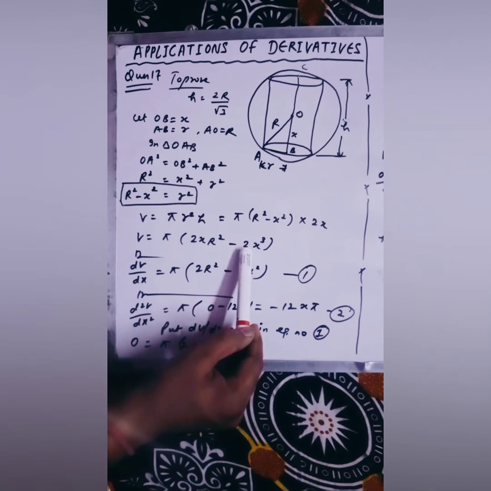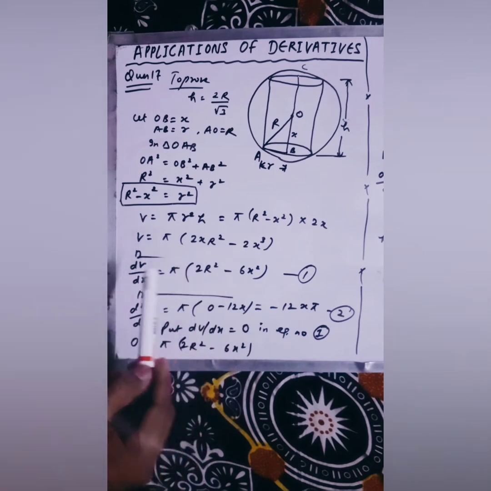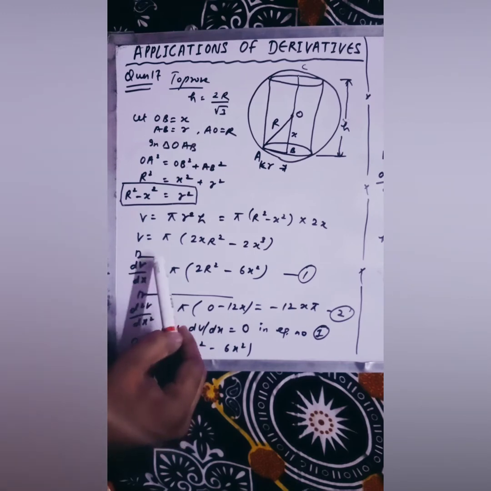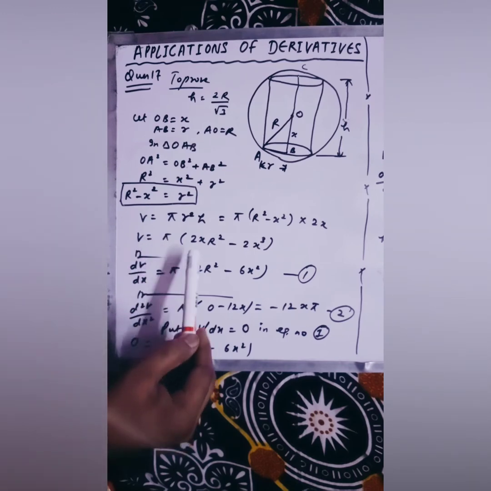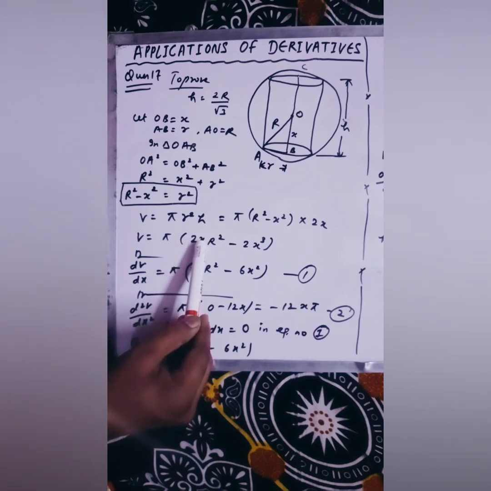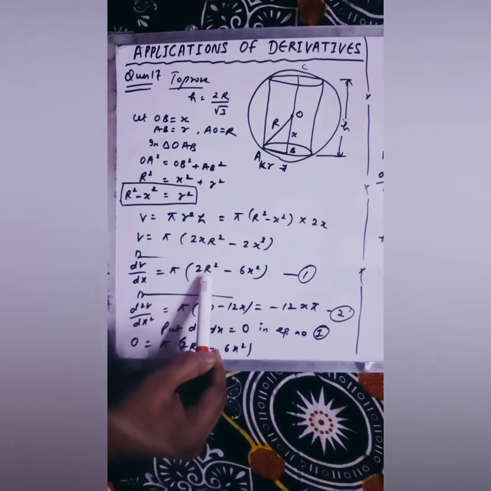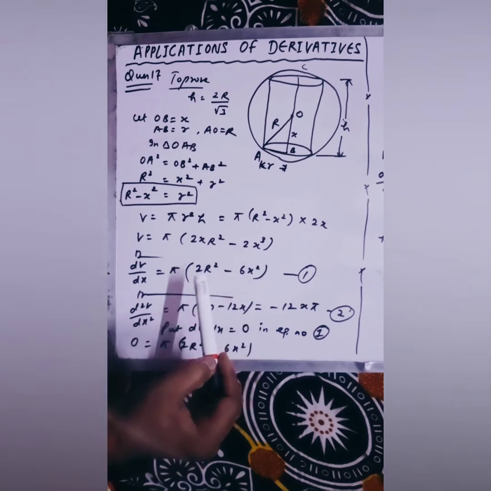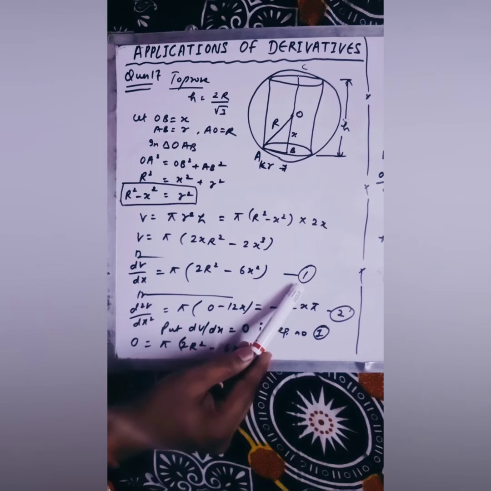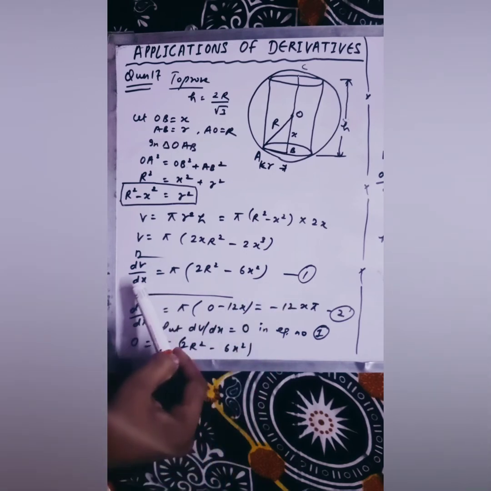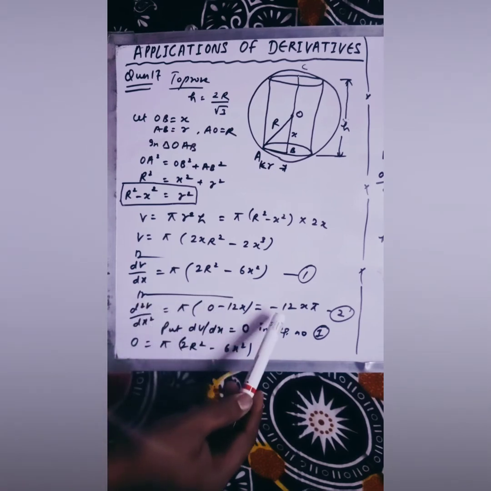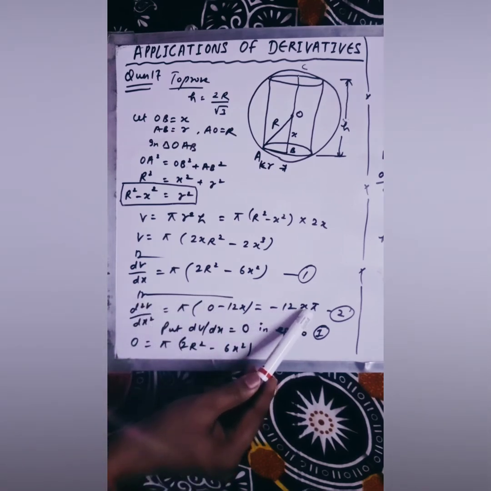Okay, now after getting this equation, we have to differentiate it on both sides with respect to x. So here we are differentiating it: pi will remain the same, and when you differentiate this, x would be 1, so you will get 2R square only, minus, this will be 6x square. Okay, so this is our equation number 1. Again we have to differentiate this equation. When you differentiate this, you will get minus 12x pi. Got it?